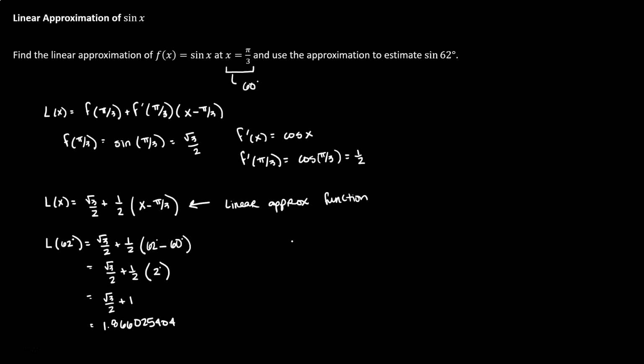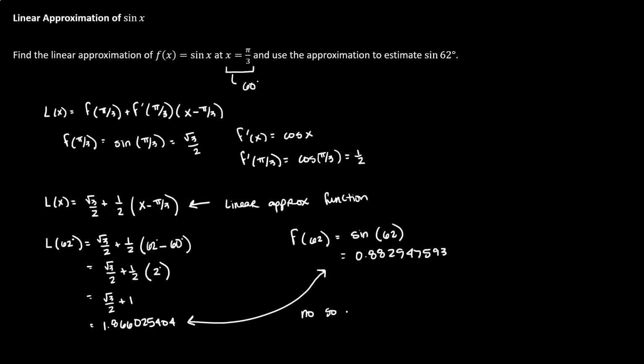Now if we compare that to the actual value at 62 degrees, so we're looking at what is the true value, sine at 62 degrees. We can use our calculator for this. Remember though, you need to be in degrees if you're going to type this in as degrees. So sine at 62 comes out to be 0.882947593.